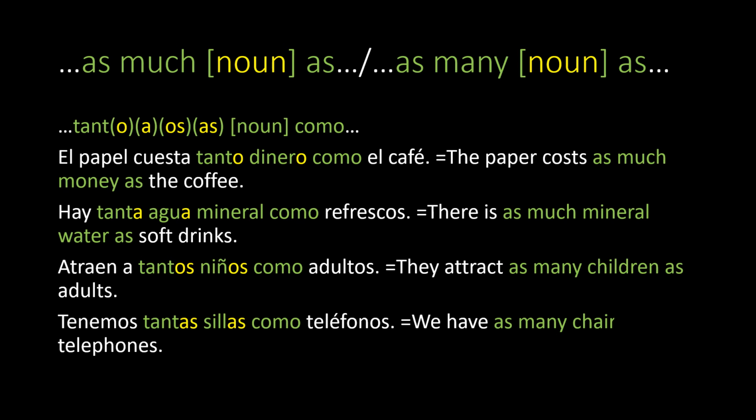In the third example, atraen a tantos niños como adultos, you see that niños is the masculine plural form. Therefore, tantos is also the masculine plural form. And finally, in the last one, tenemos tantas sillas como teléfonos. We have as many chairs as telephones. Notice that sillas is feminine and plural. Therefore, tantas must be feminine and plural, and that's why you finish it with an AS.